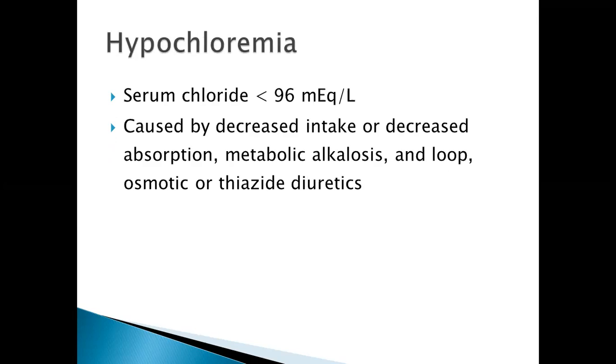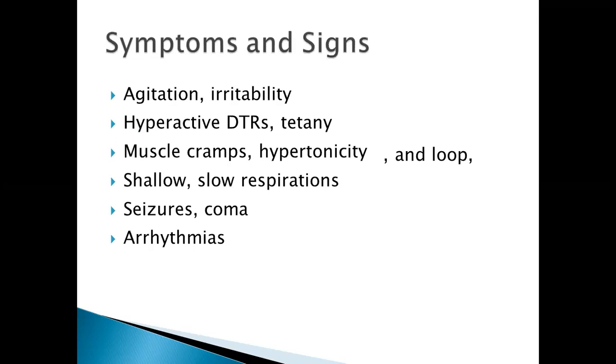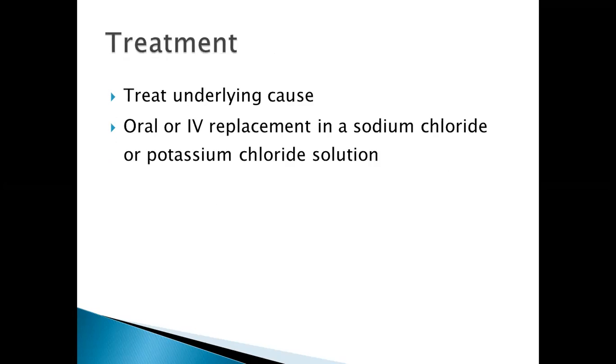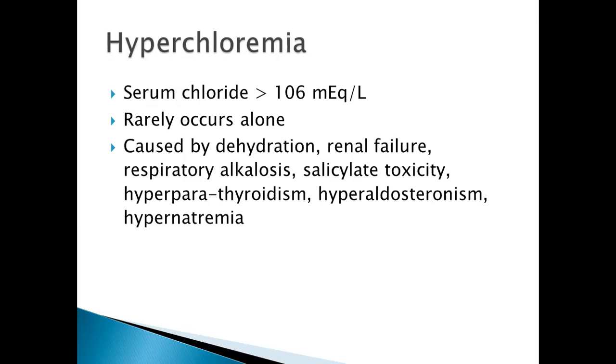Hypochloremia, serum chloride less than 96 milliequivalent per liter, caused by decreased intake or decreased absorption, metabolic alkalosis, loop, osmotic or other diuretics. Signs and symptoms: agitation, irritability, hyperactive deep tendon reflexes, tetany, muscle cramps, hypertonicity, shallow slow respiration, seizures, coma, arrhythmias. Treatment: treat underlying cause, oral or IV replacement in a sodium chloride or potassium chloride solution.